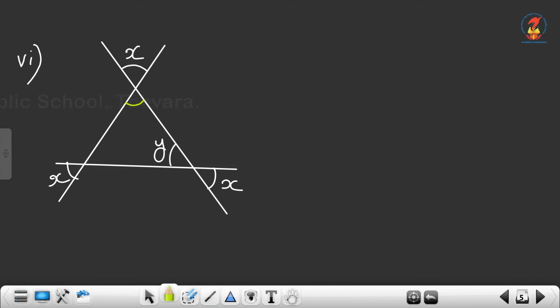So, these two are vertically opposite angles, therefore, we can take this measure as x. So, here it is given as x. So, what about the measure of this angle? That is also x. And y and x are vertically opposite angles. So, instead of y, we can write it as x. So, y is equal to x.